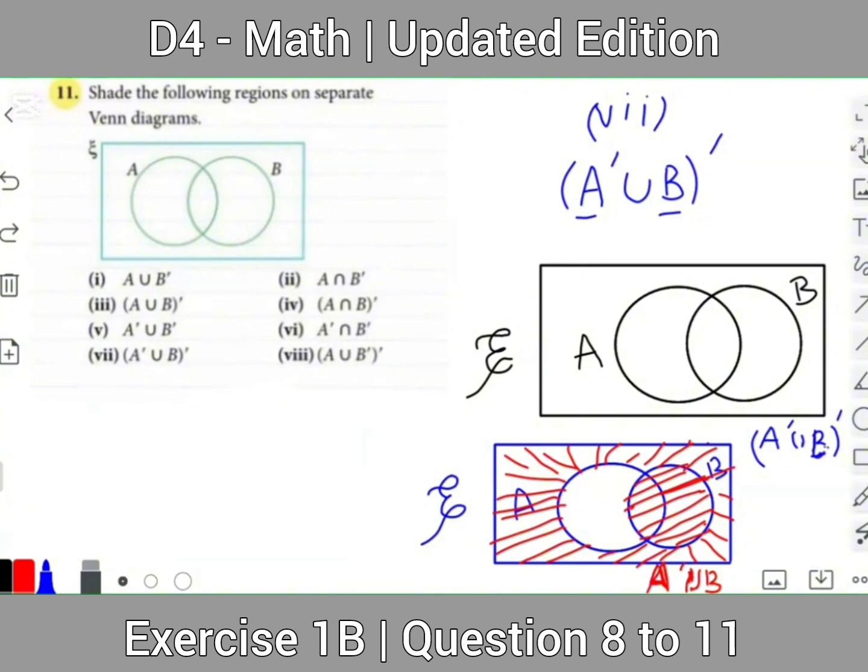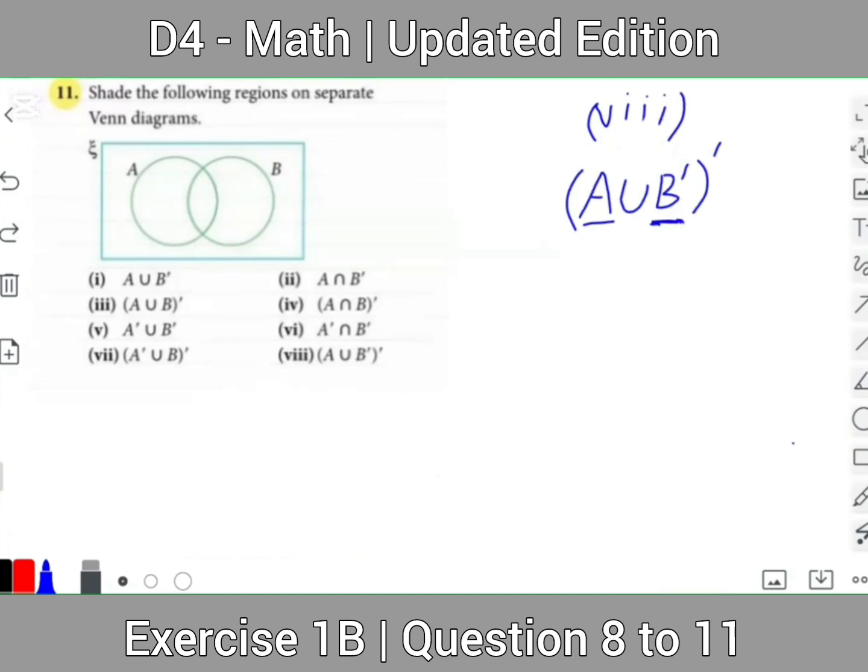Since the region for the A complement union B is the region that is left in the third Venn diagram. So the region left in the third Venn diagram is for the set A only. So this represents A complement union B complement. Now in the part 8, we have A union B complement.